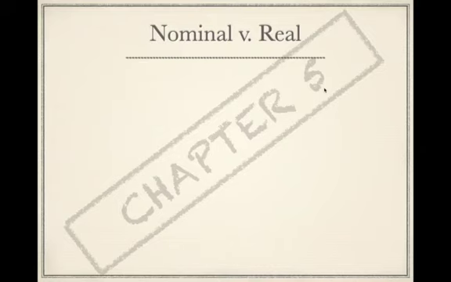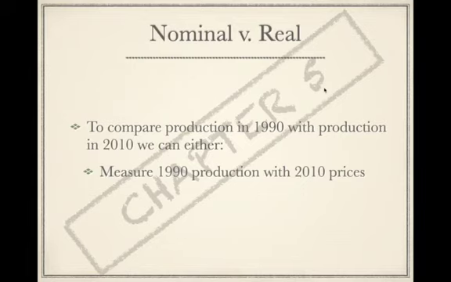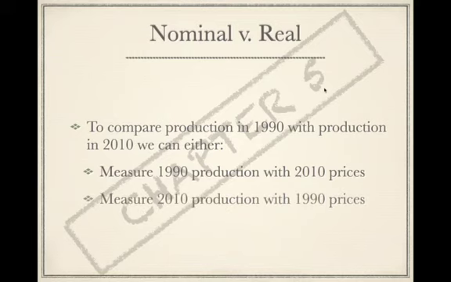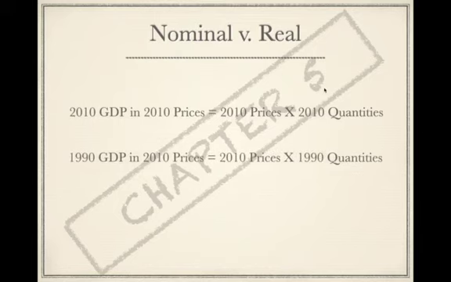So again, if we go back all the way to chapter 5, when we were talking about GDP, we had this idea that to compare production in 1990 with production in 2010, we could measure 1990 production with 2010 prices and compare it with 2010 production measured in 2010 prices. Or we could measure 2010 production with 1990 prices and compare it with 1990 production in 1990 prices. And again, the whole point here would be to take out the fluctuating value of the dollar. A dollar in 2000 is not the same as a dollar in 1950.